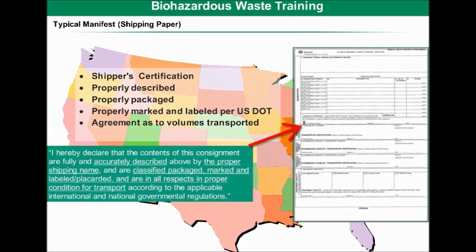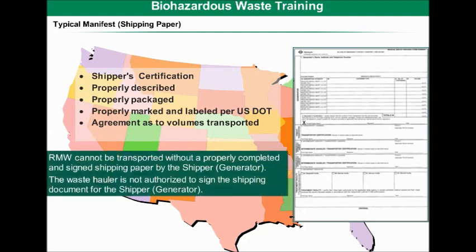The shipper's signature is not just a casual signing. By signing the manifest, the shipper is certifying to the DOT that everything inside the container is properly described, packaged, marked, and labeled in accordance with DOT regulations, and that the quantities, volumes, and other specifics listed are correct. Please note that it is not Stericycle who characterizes the waste. Proper characterization is defined by DOT as always remaining the generator's responsibility.